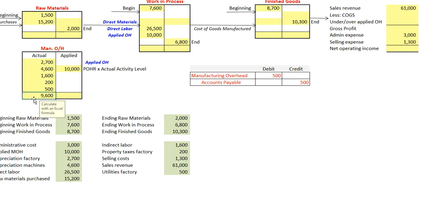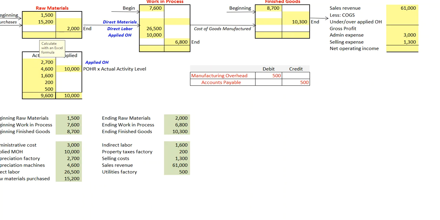If we add up our total manufacturing overhead, our actual was $9,600, and yet you can see we applied $10,000. So we're going to have over-applied manufacturing overhead, and we'll get back and talk about that in just a bit. Let's go ahead and figure out some of our missing items on our cost flow diagram.